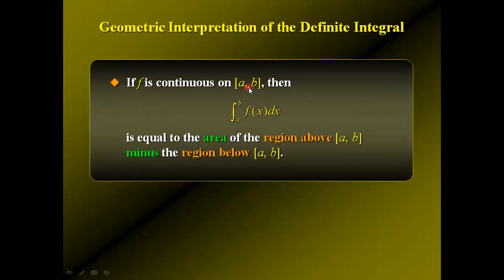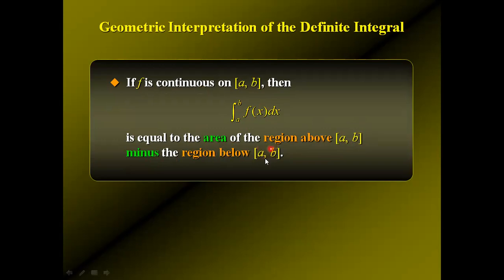If f is continuous on [a, b], we must know limit, function, and continuity. You must know the definition of continuity. In our previous chapter we learned what a continuous function is and techniques for finding the continuity of a function. So if f is continuous on [a, b], then this definite integral from a to b of f of x dx, remember it, is equal to the area of the region above the axis minus the region below the axis.